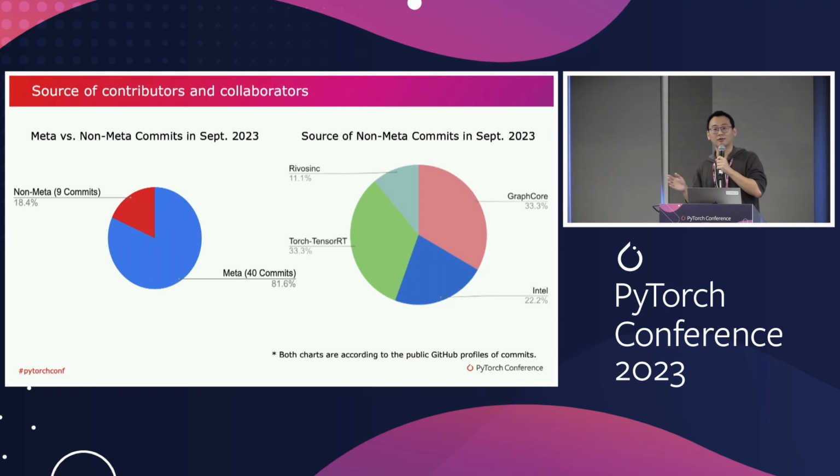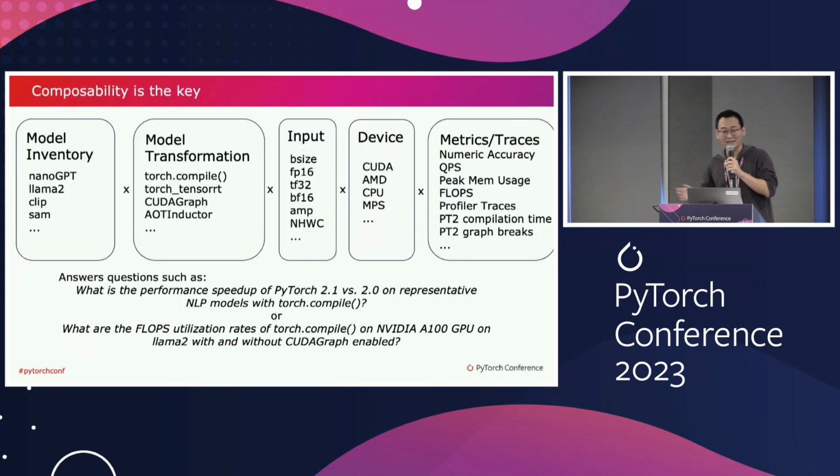So this is a graph categorizing the contributions to TorchBench in the last months. In September, we have 40 commits from Meta, 9 commits from non-Meta. And the non-Meta commits are from Intel, NVIDIA Torch TensorRT, RevoSync, and GraphCrawl, respectively. And all this data is collected from the public GitHub profiles of the commits.